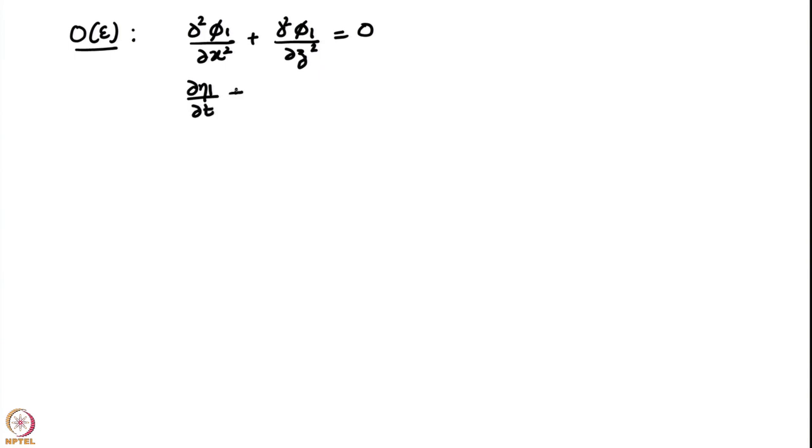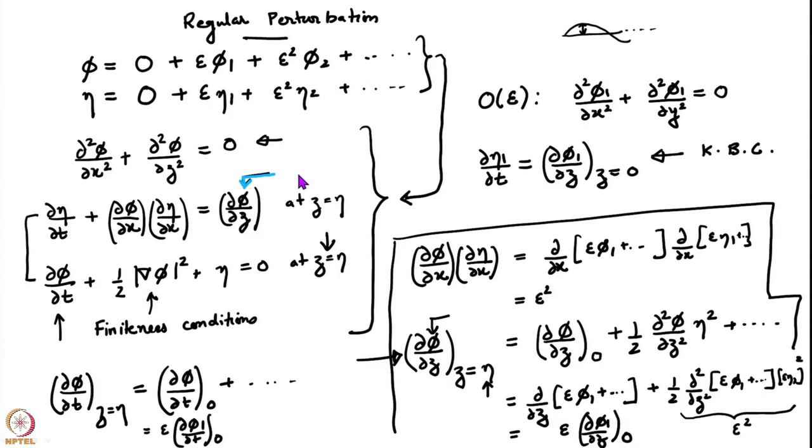So let me write down all my equations at order epsilon. So at order epsilon, we have found that the equations are: del square phi 1 by del x square, the Laplace equation, remains the same. Then we have two simplified boundary conditions. One of them is del eta 1 by del t minus del phi 1 by del z at z is equal to 0 is 0. I have just shifted it to the left hand side. And the Bernoulli equation gave us del phi 1 by del t, also evaluated at z is equal to 0, plus eta 1 is equal to 0. This eta 1 comes from the last term in the Bernoulli equation, this term. At order epsilon it will just be eta 1.